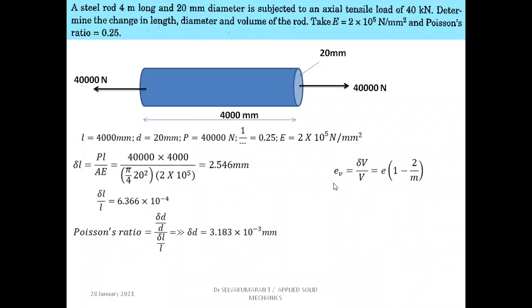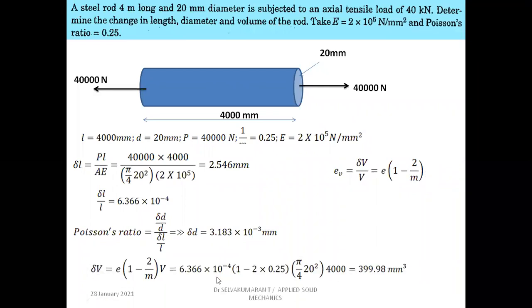So we know the volumetric strain, that is delta V by V is equal to e into 1 minus 2 by m. So delta V is equal to, take V to the right hand side, substitute the value for the strain and substitute the value for Poisson's ratio 1 by m, 0.25. Volume is pi by 4 d square into length. So the change in volume is 399.98 mm cube. Thank you.